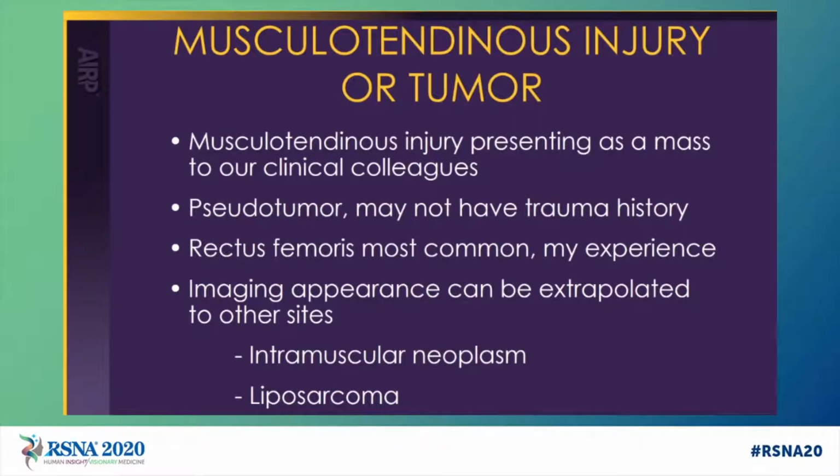Our final topic for discussion is musculotendinous injury simulating tumor. This is most common in my experience with the rectus femoris, and we see it a lot in the young military population who don't want to be taken off of active duty and won't tell us about a history of trauma and present with a fullness or mass in their anterior thigh. Chronically, these can also simulate liposarcoma.